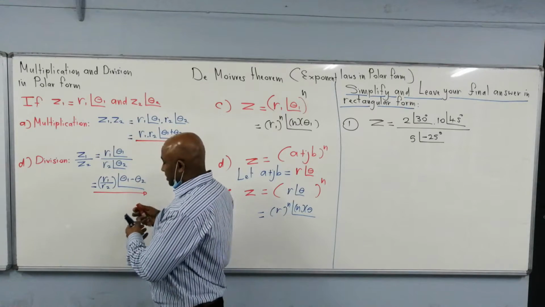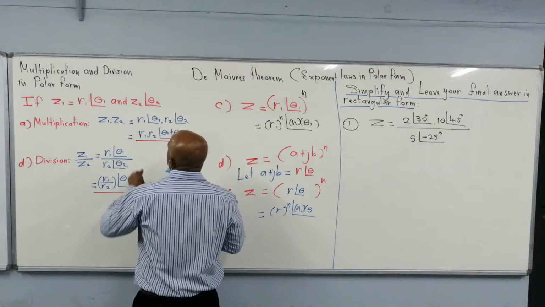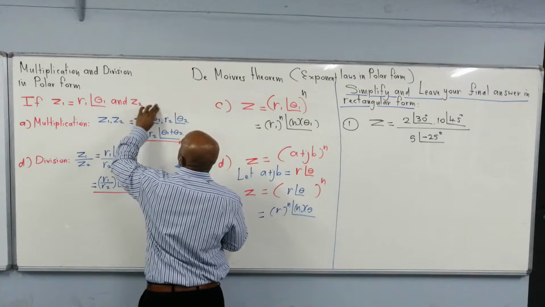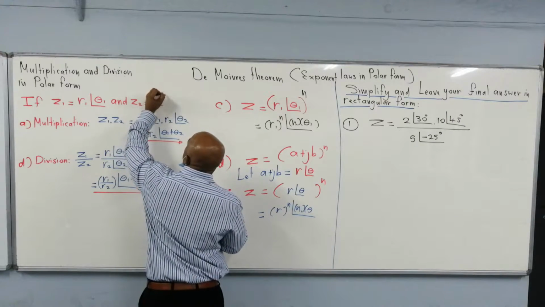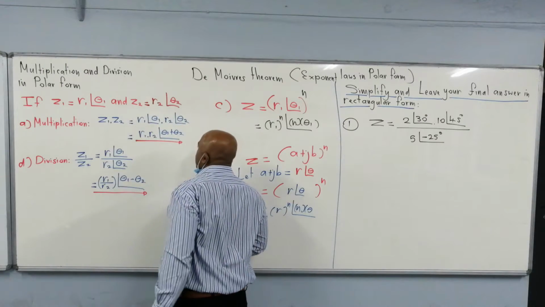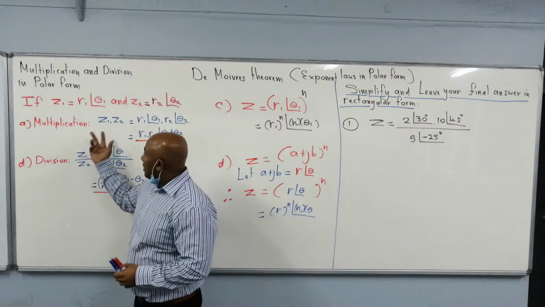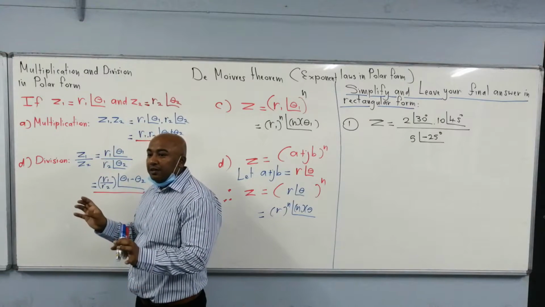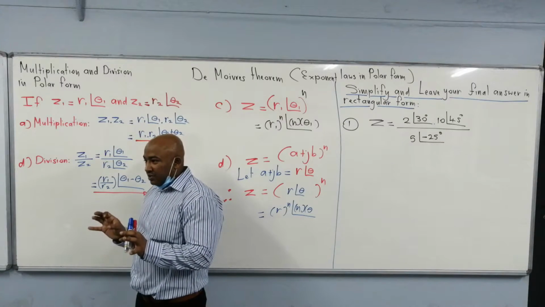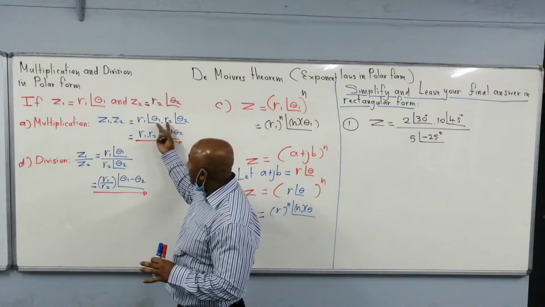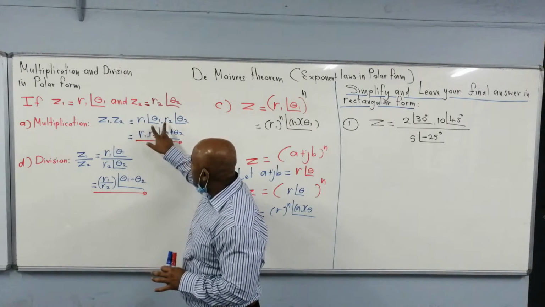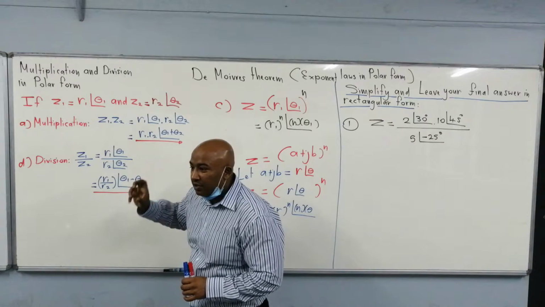Z2 is equal to, sorry, I forgot to write down. This one here is Z2 is equal to R2 angle theta 2. Okay, so now, if I am multiplying in polar form, so I've got two complex numbers in polar form, Z1 times Z2, so there's the multiplication. So what is the rule here?